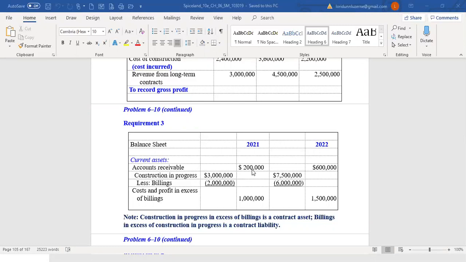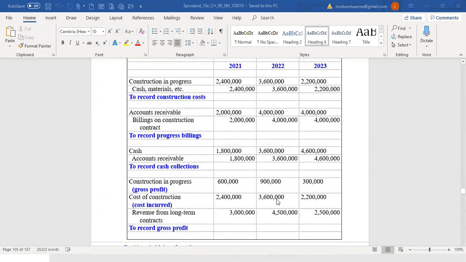So of the costs and profits shown so far, we've only asked for 2 million of it. So those are in excess of the billing, and that's shown as an asset on our balance sheet. You net those two accounts together and it's shown as an asset. So that happens at the end of year one. Let's see what happens at the end of year two. You saw it, but let's see it again.